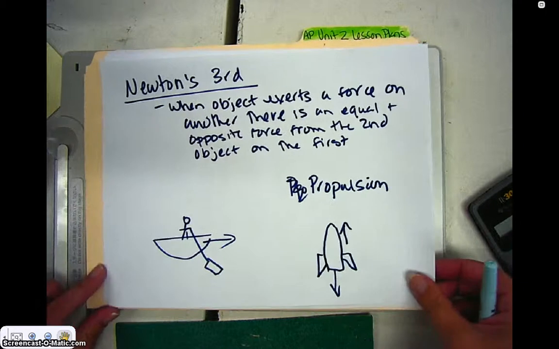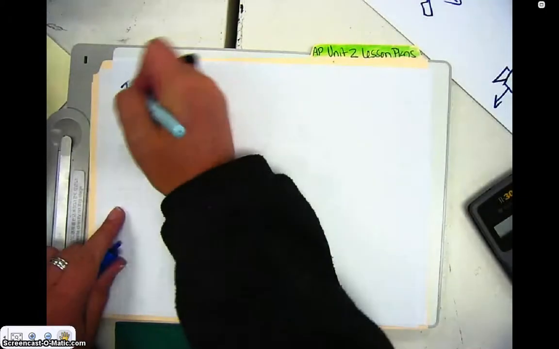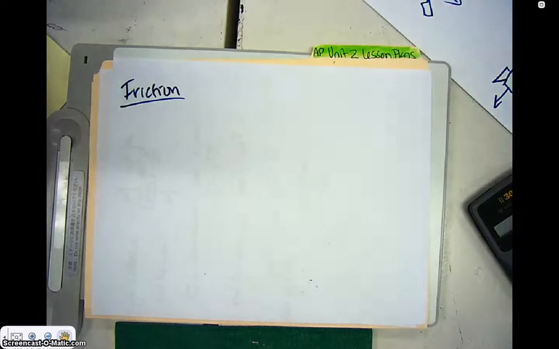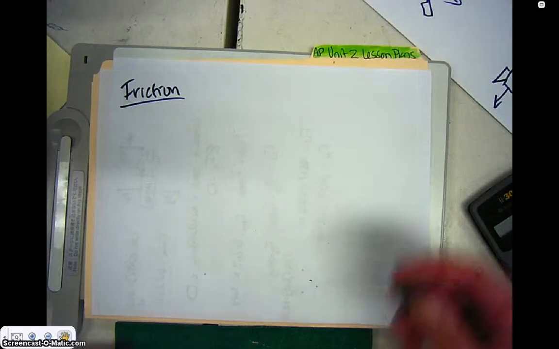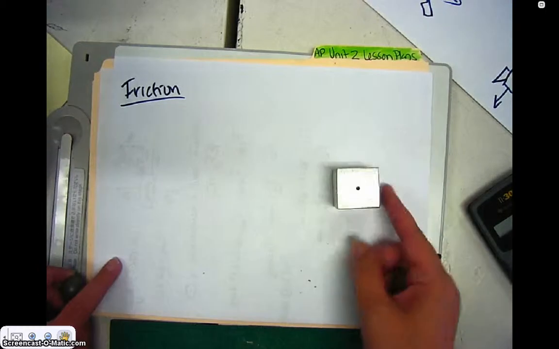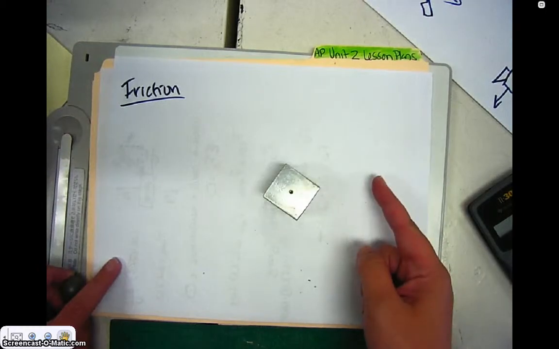Now, we're also going to learn about friction. Friction is another case of Newton's second law, and we're going to derive some equations for friction. Friction is really intuitive, so let's look at an example. Let's say I have this ball and I roll it, or I have this block and I push it.